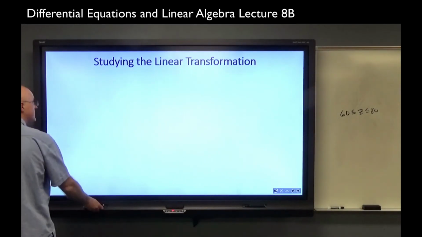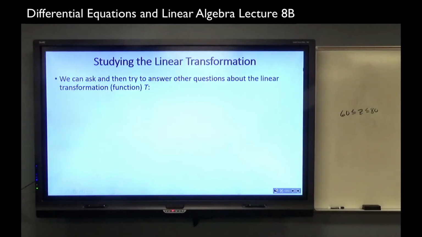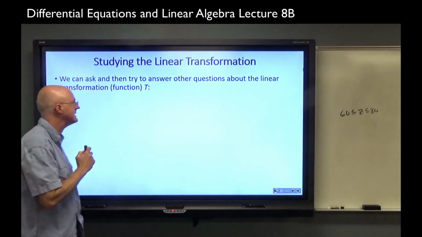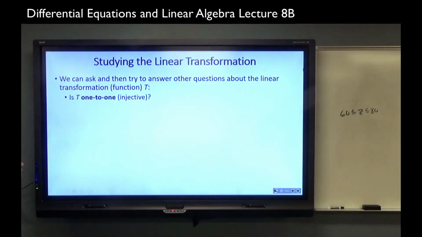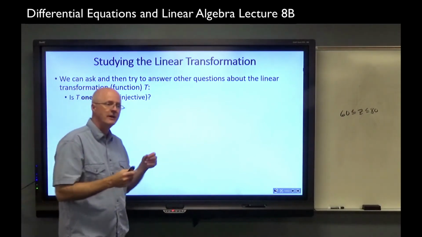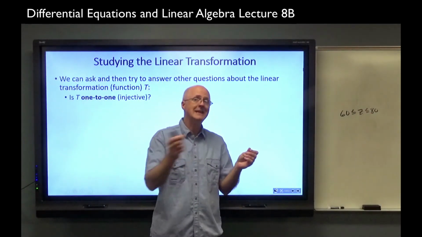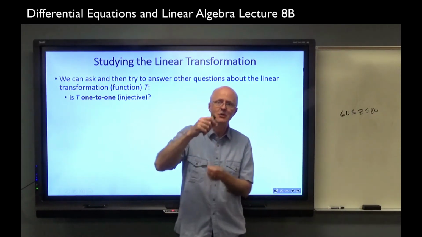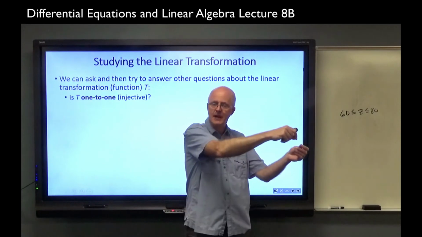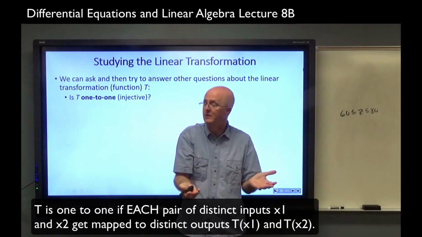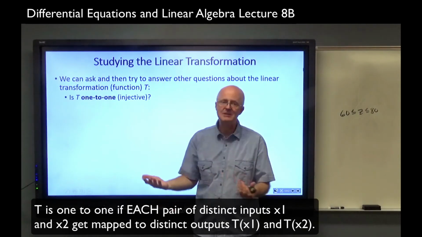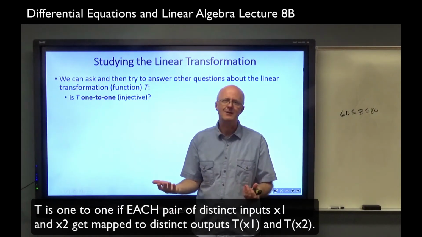Studying the linear transformation, we can ask and try to answer other questions about the linear transformation, this function capital T, that we did look at some in 7b. We could say, is it 1 to 1? For each output, was there a unique input that got mapped to it? Another way to say that is if you have two distinct inputs, do they get mapped to different outputs? If that's true, then we say T is 1 to 1. Another name for 1 to 1 is injective. I'm just mentioning that here. I don't know if I'll mention it again.